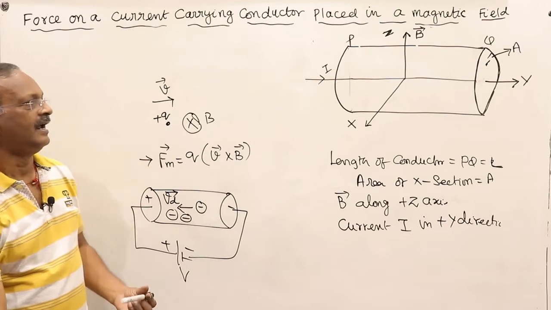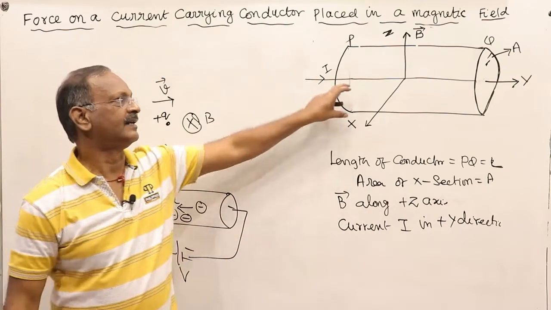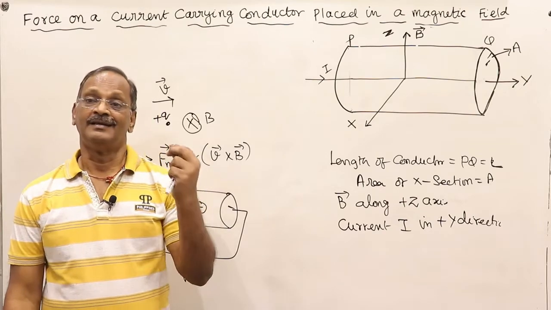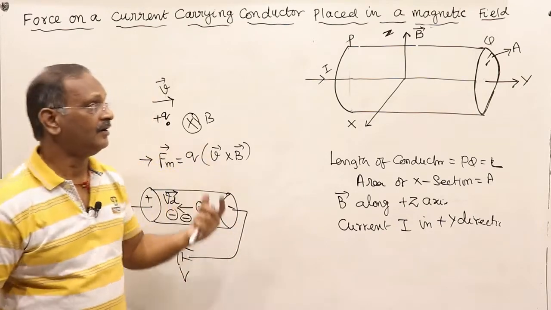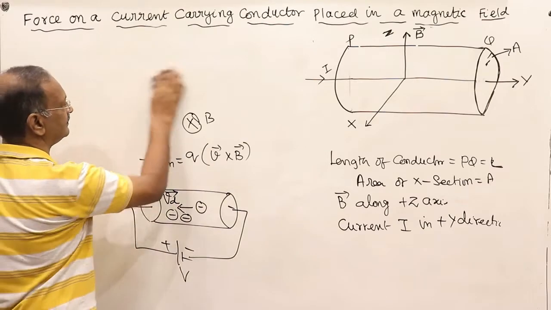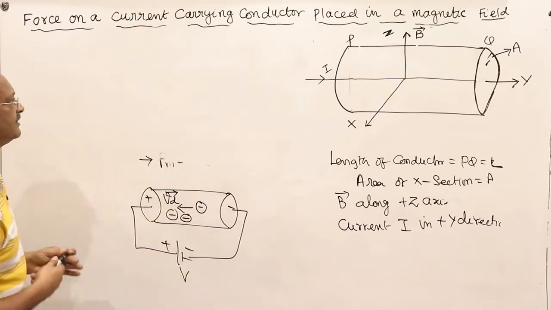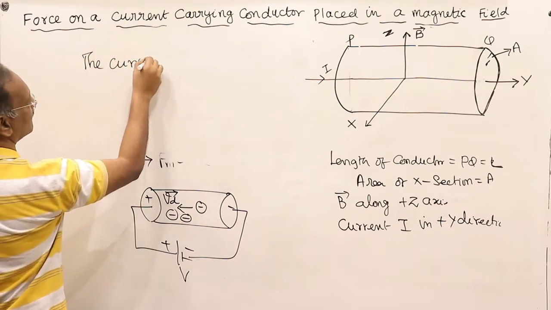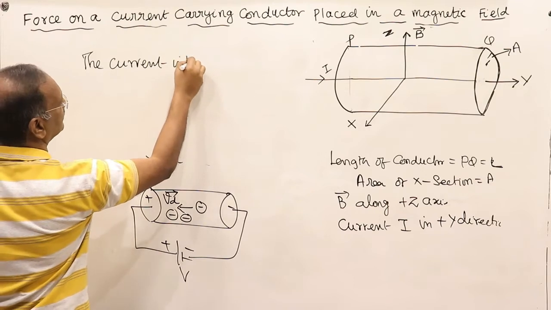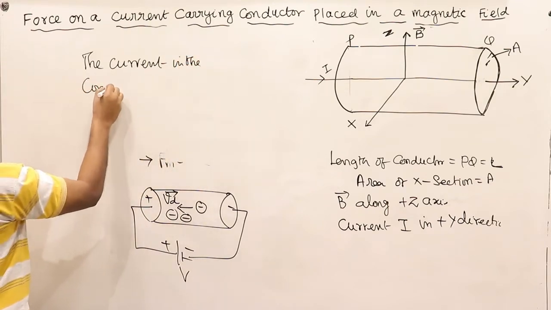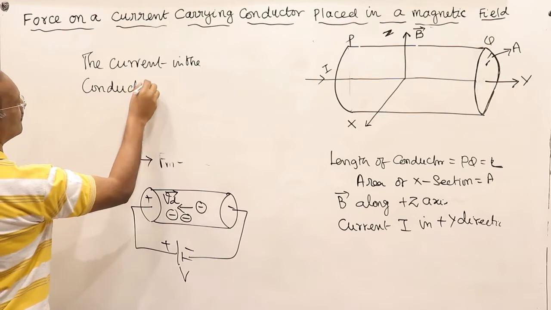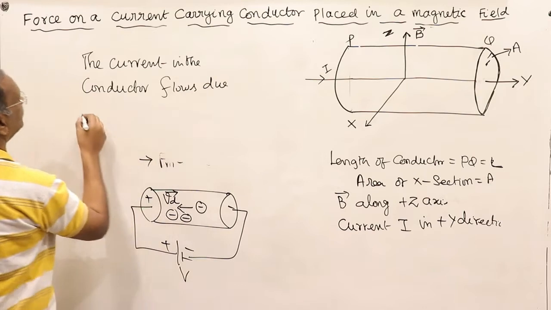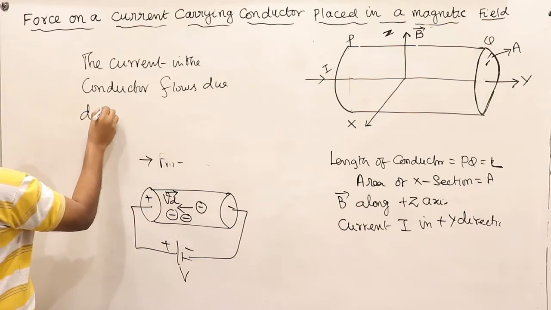When current is flowing and the magnetic field is applied, it means the conductor is kept in a uniform magnetic field. So the current in the conductor flows due to drift of electrons.